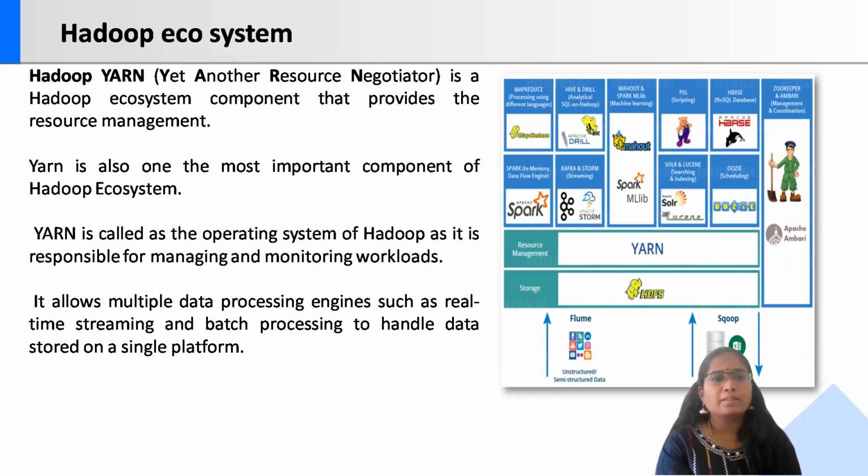The next component is Hadoop YARN, that is Yet Another Resource Negotiator. This tool is helpful for resource management, mainly for managing and monitoring workloads. Just as the operating system handles things in our Windows system, similarly this handles and monitors the workloads. It allows multiple data processing engines, such as real-time streaming and batch processing, to handle the data on a single platform.